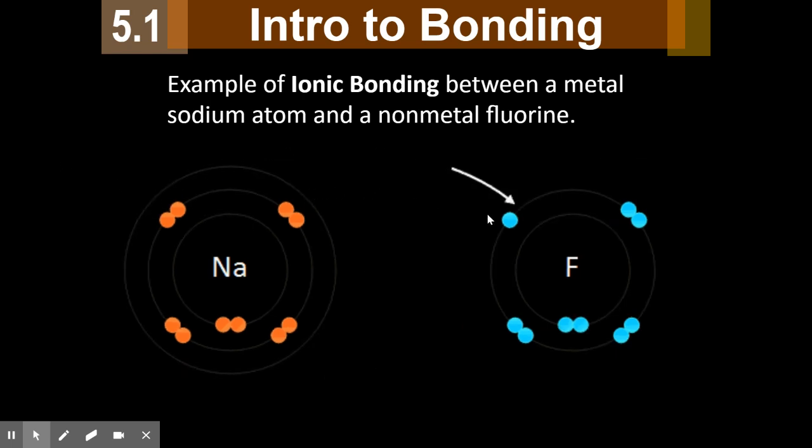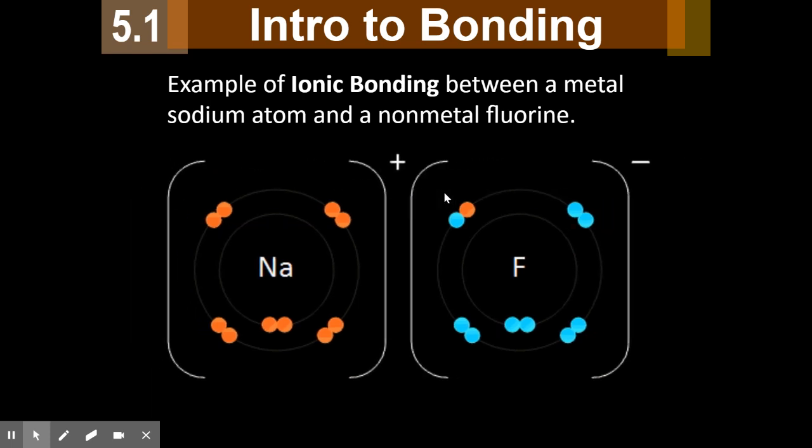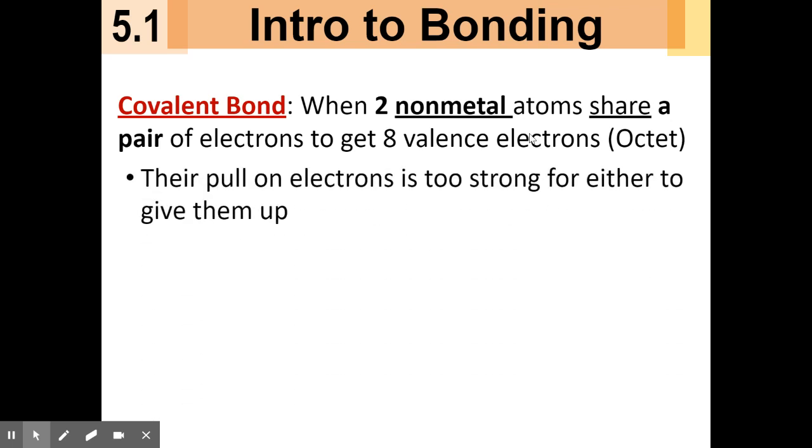What we're working on this chapter, though, is another type of bonding. We're working on a type of bonding called covalent bonding. Covalent bonding is when you get two nonmetal atoms together and they share a pair of electrons. They share electrons in order to get an octet, to get 8 outer electrons, all right? The reason is because, again, nonmetals are really, really close to having 8 outer electrons. They're so close that their pull on electrons is extremely strong.